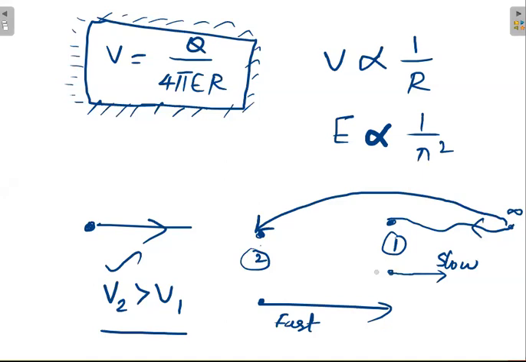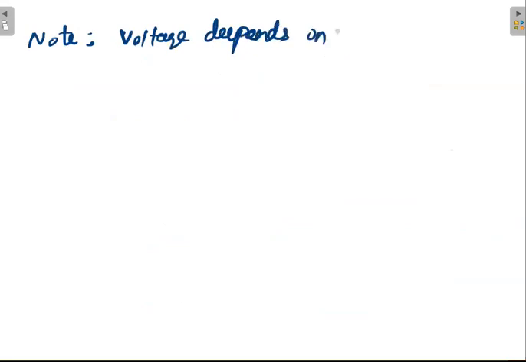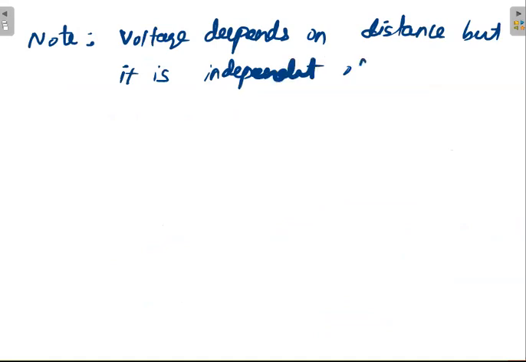Again, voltage also depends on the distance between 2 points, but it is independent of path. Please note down that. Note, very important: voltage depends on distance, but it is independent of path. What is the meaning of that?